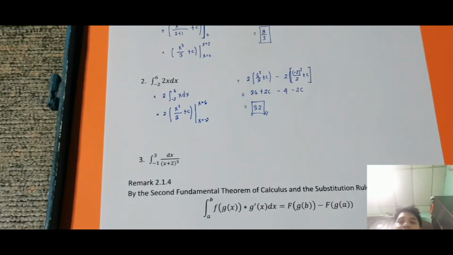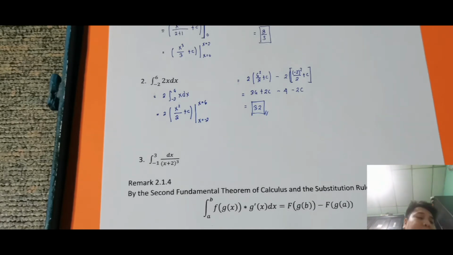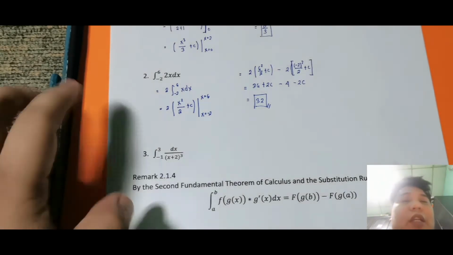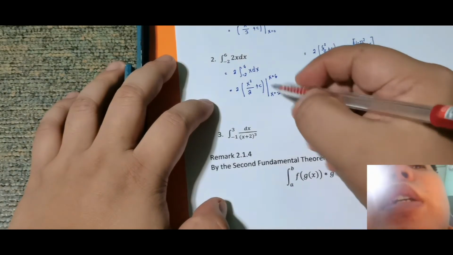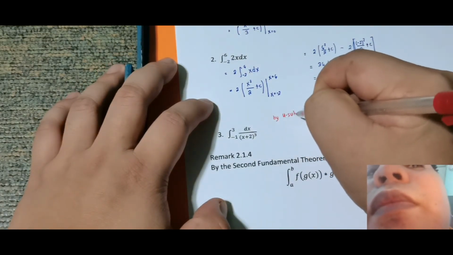Okay, next is, we have integral. So di ko nalagyan ng space. Medyo bukol, di ko napansin. So we have the integral of dx over (x plus 2) raised to 3 from negative 1 to 3. So obviously, this is by u sub, no? So actually parang by u sub siya kasi pwede siya dito sa ilalim eh. So maglalapat tayo dito ng u sub. So by u substitution, so dito ko na nalagay by u sub.